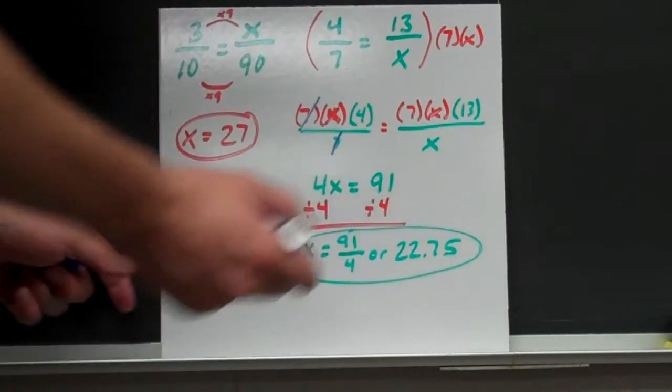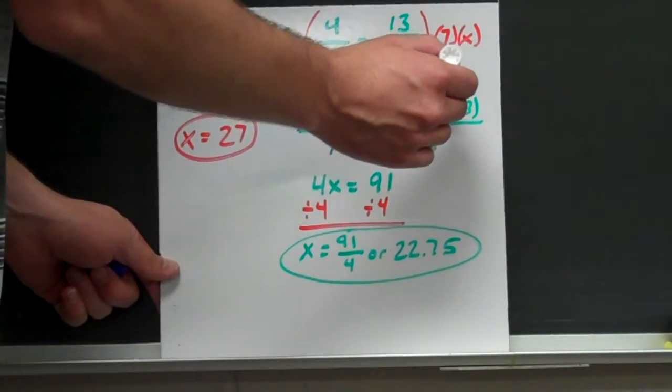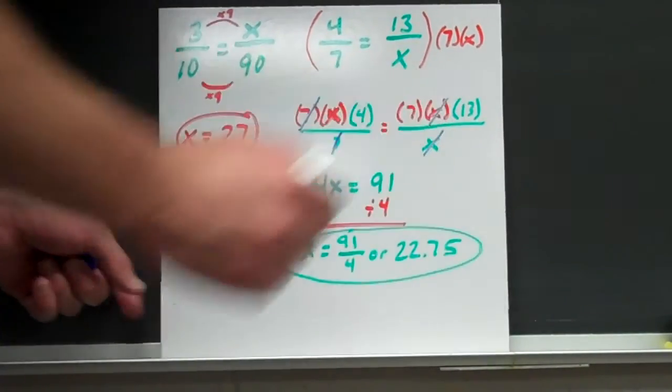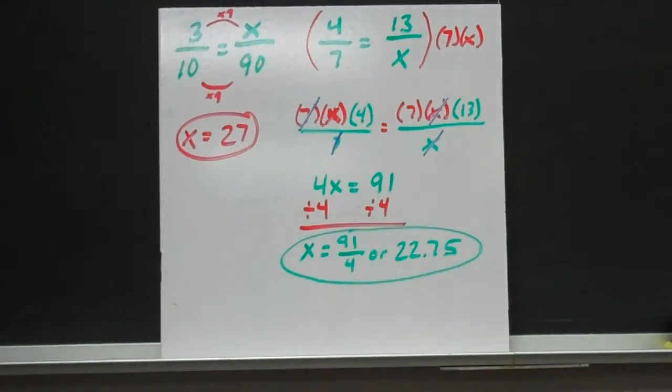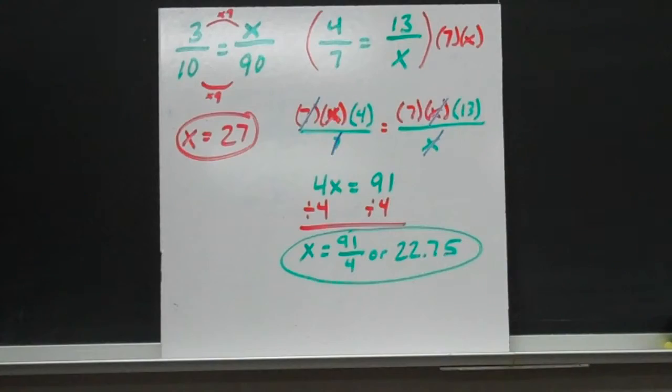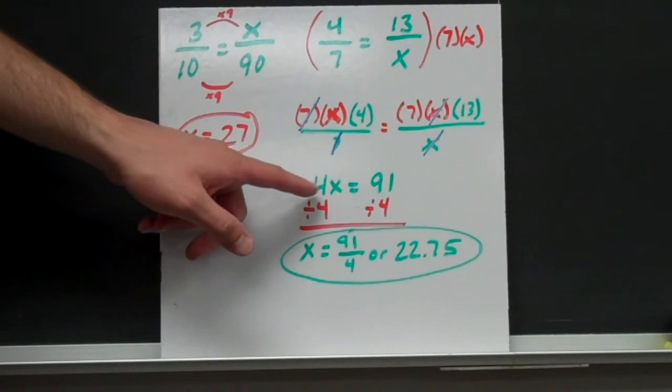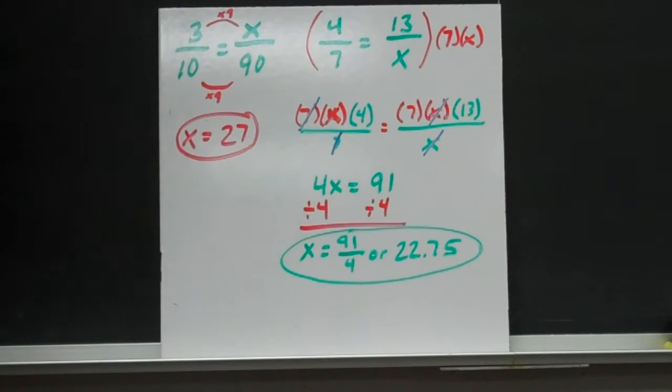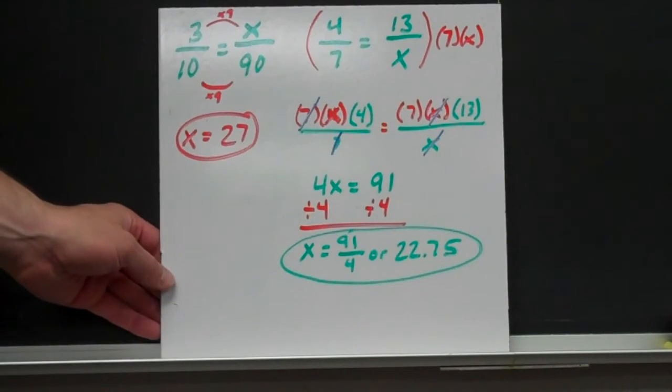On the right side, we have an x on top and an x on the bottom. x divided by x is just 1. Multiplied by 1 doesn't change anything. So we're left with 7 times 13, which is 91. 4x equals 91. To get rid of the 4, we have to divide. 91 divided by 4 is just 91/4, or 22.75.